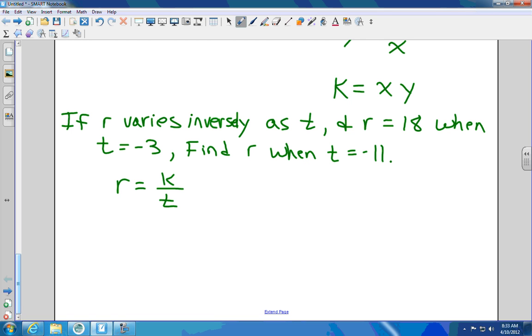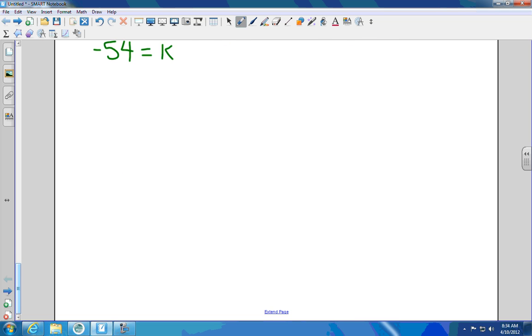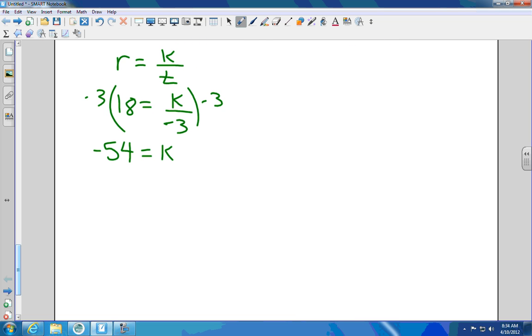And then you plug in the given. What was the given r? 18 equals k over, what was the t? Negative 3. So how do we solve for k there? 18 times negative 3. So your k is negative 54. And then you can write your equation again. R equals negative 54 over t.